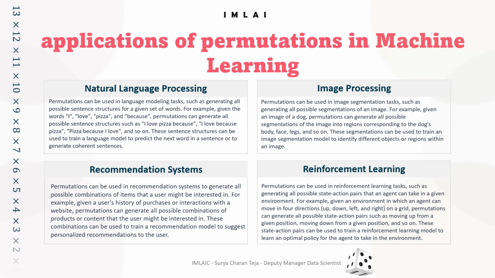For example, given an environment in which an agent can move in four directions: up, down, left, and right on a grid, permutations can generate all possible state-action pairs, such as moving up from a given position, moving down from a given position, and so on and so forth. These state-action pairs can be used to train a reinforcement learning model to learn an optimal policy for the agent to take in the environment.